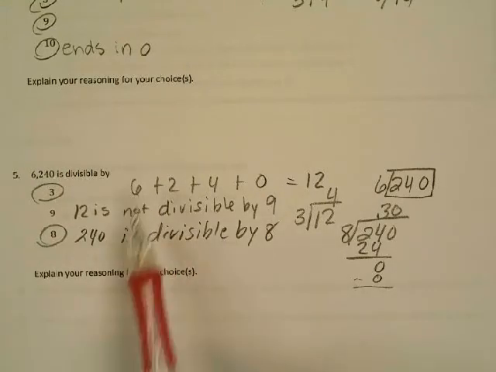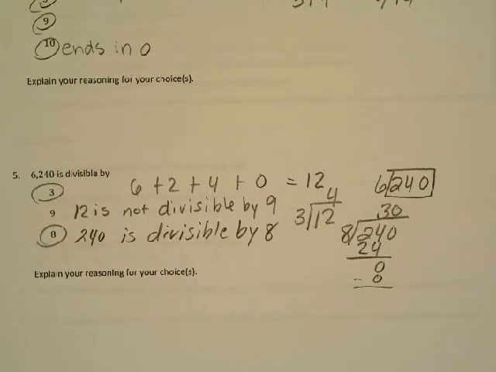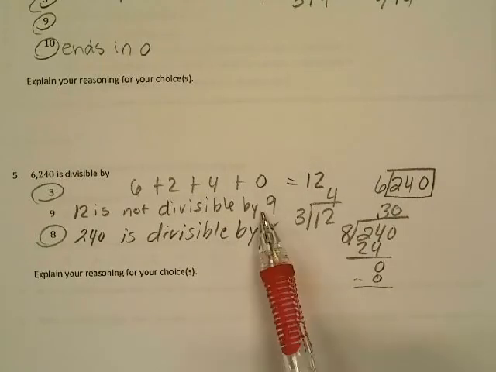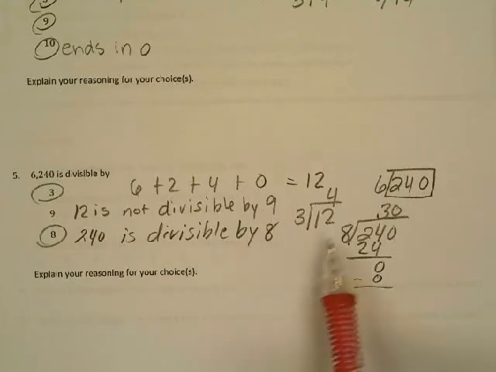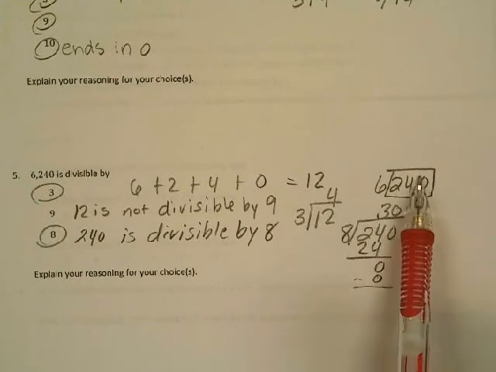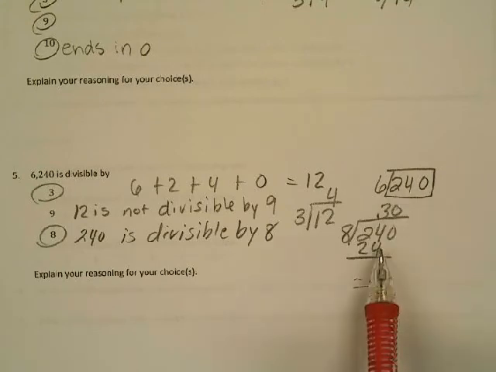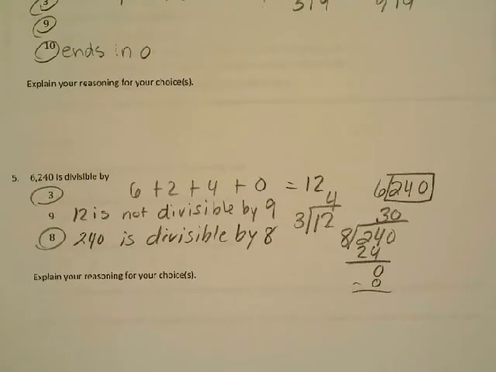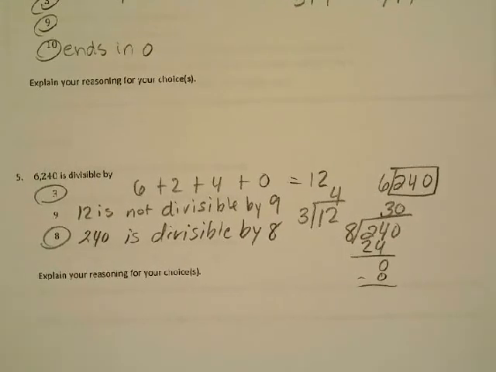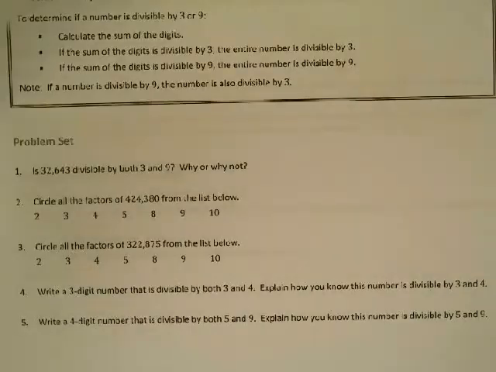And for the last one, you should have circled 3 and 8. When you add the sum of 6,240, you get 12. 3 goes into 12 4 times, but 12 is not divisible by 9 without a remainder. And then when I look at this number 6,240, and when I just check those last 3 digits to see if it's divisible by 8, I can see that 8 goes into 240 30 times. So that makes 8 also a factor of 6,240.